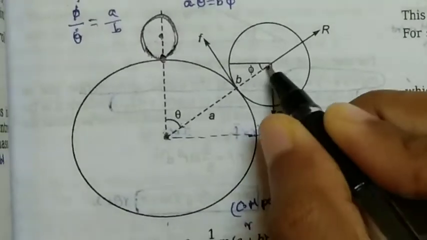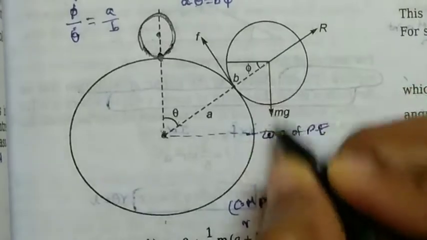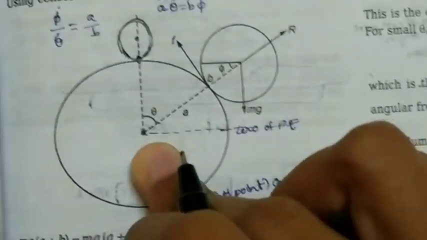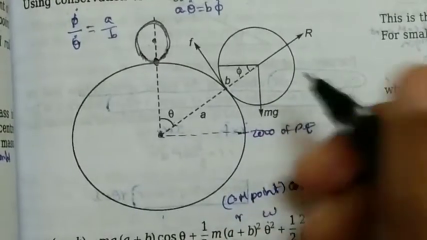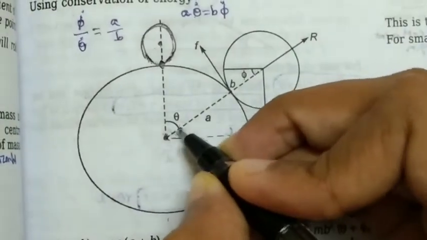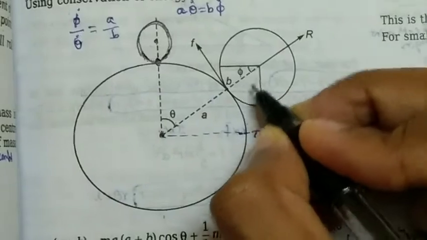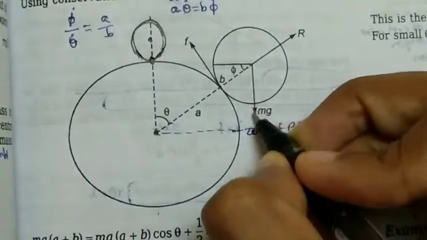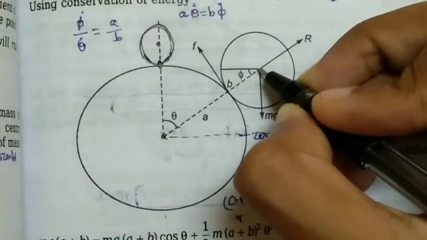The center of mass point's height from this reference point would change, and it would always be less than a plus b. To calculate this height, as this is angle theta, this would also be angle theta, because these two lines are parallel. So mg, the weight, acts vertically downwards, and this is the reaction force.